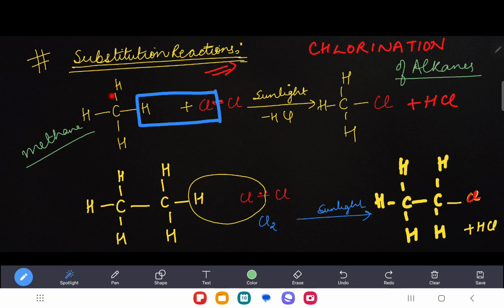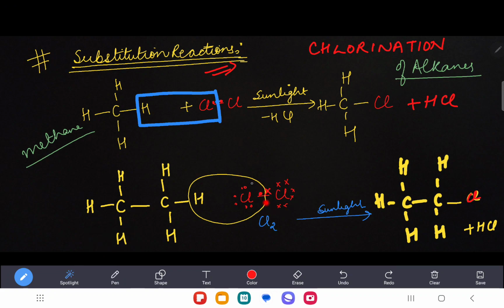We have CH4 and Cl2. So Cl2 we are writing down like this. So any alkane plus Cl2 in the presence of sunlight, what happens? Cl2 basically means two Cls having a covalent bond. Yes or no? I hope you're understanding that this shall be a cross. So what do you think we have?